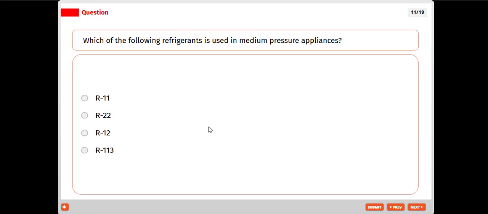Which of the following refrigerant is used in medium pressure appliances? Medium pressure, R11, I think. R13, R11. I don't remember this one, but R113.